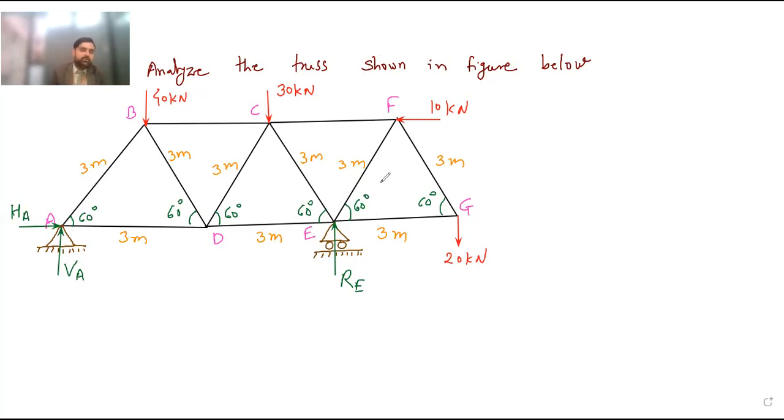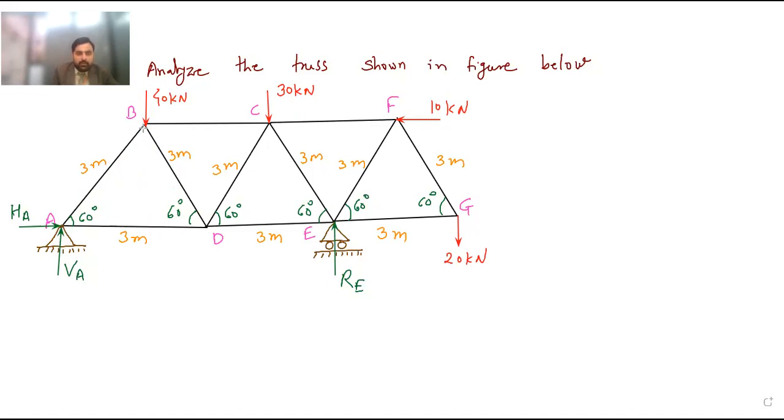Now see here, in this triangle ABD, this angle is 60, this is 60, so this will also be 60. So this will be an equilateral triangle. Now if I want to calculate the distance of this 40 kilonewton force from point A, then that distance will be, simply what I will do, I will drop the perpendicular.